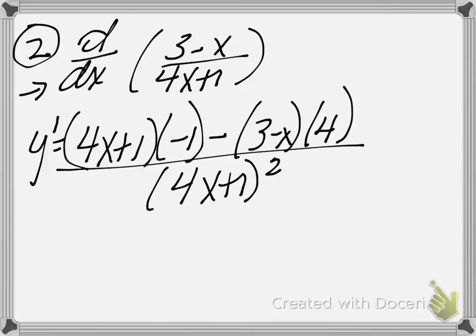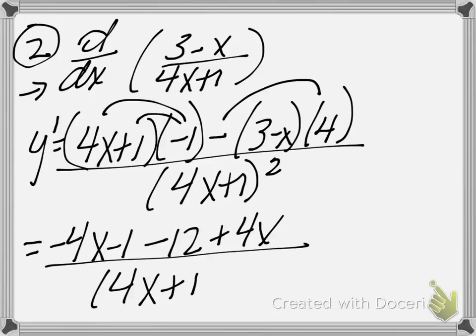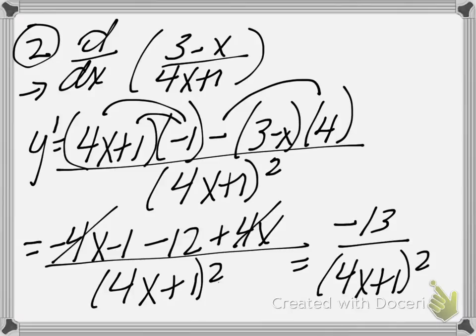Okay, that's not a choice, so we're going to have to simplify. So we're going to distribute that negative 1. And now we're going to be distributing a negative 4 with the parentheses. So negative 4 times 3 is negative 12, and a negative 4 times negative x is a positive 4x. Okay, and then negative 4x, positive 4x, those cancel. And that was choice A. Okay, moving on.